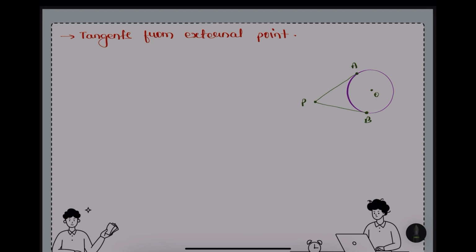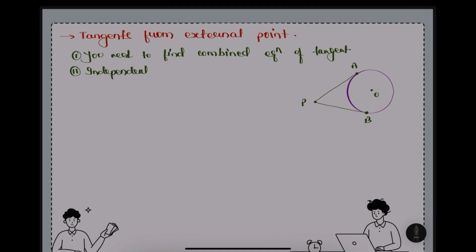Suppose. Okay. So how will we approach this kind of situation? First you have to make sure what your requirement is. Like the requirement is you need to find the combined equation of tangents. You know that there will be two tangents, so either I want the combined equation of tangents, or you need independent equations. Based on the requirement we will respond accordingly.